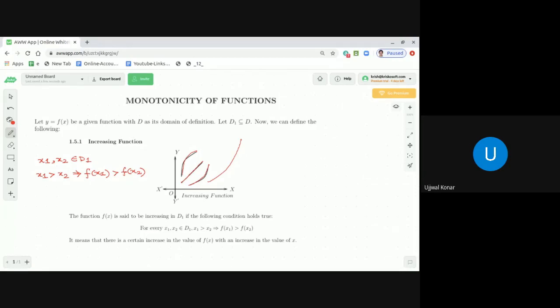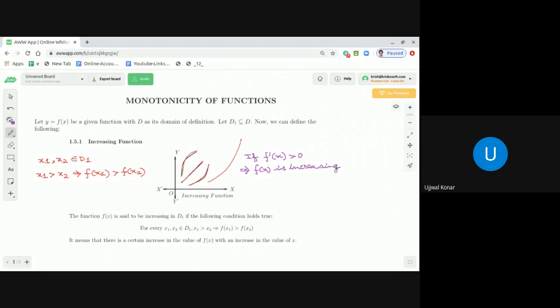Now, whatever we have said is coming from algebra. But how is differential calculus going to help us here? The way differential calculus helps us here is that if we find, so let me write in a different color, that if f dash x is greater than 0, okay, if f dash x is greater than 0, then we can say that f(x) is increasing.